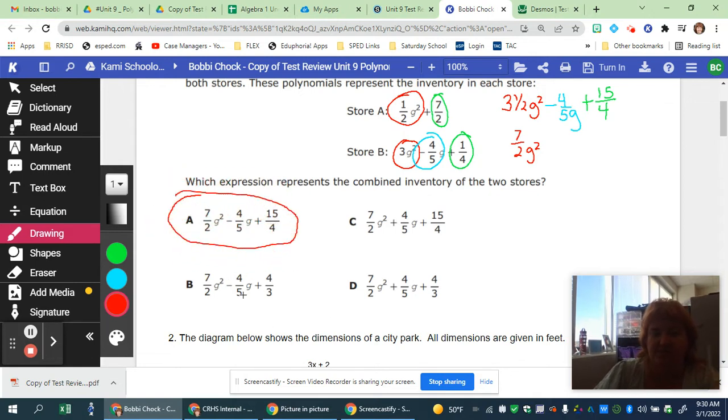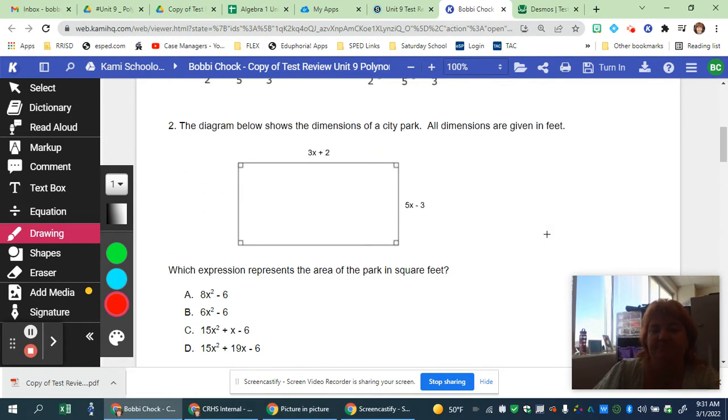There we go. Let me just double check the other answers. 7/2 minus 4/5 G 4/3. No, that can't be reduced. Okay. And that says plus, right? That's plus. Oh, but the minus. See how that's minus and that's minus? That's where they're trying to trick you. Always check all of them, though. Okay, let's go to the next one.